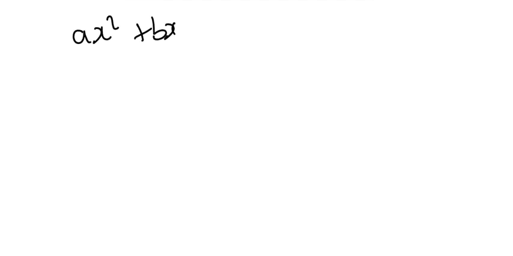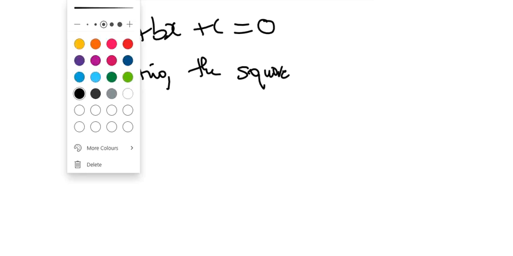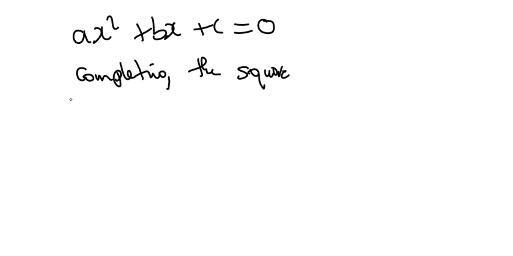So the form the quadratic normally takes is ax squared plus bx plus c, and all that is set equal to 0. So we're going to be using completing the square. I know a lot of formulas have really hard names, but we're going to go through and show you that the name might be hard, but the method is not really hard.